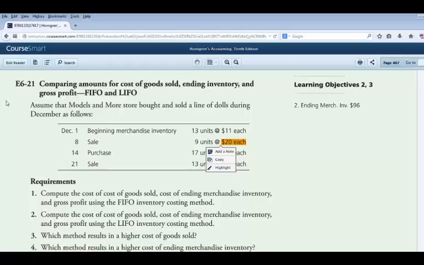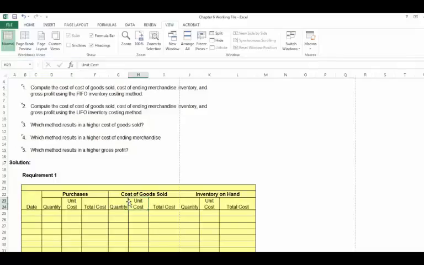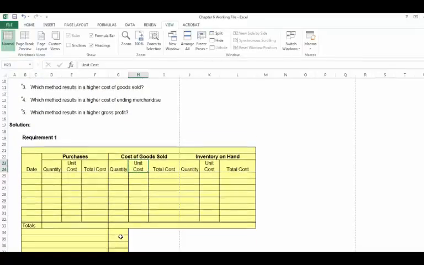We're going to need that information to calculate gross profit. It is not used to calculate cost of goods sold or the cost of our inventory, because that's what we sold it for, okay? So try to not let that trip you up. So let's look at our worksheet. And this is for exercise 21.